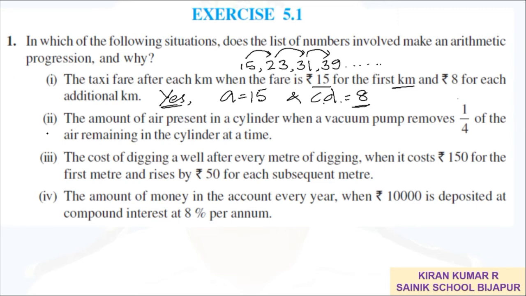Look at the second statement. The amount of air present in a cylinder when the vacuum pump removes 1/4 of the air remaining in the cylinder at a time. This particular statement is not an AP, because we do not know how much air is present in the cylinder.